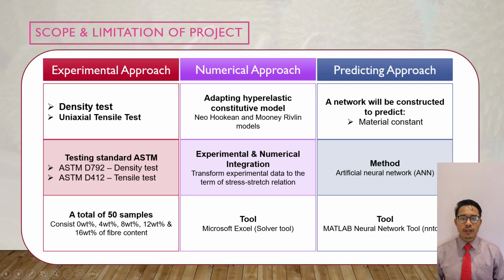The scope and limitation of the project is divided into 3 scopes. The first scope is the experimental approach, in which specimens of the durian husk silicone biocomposite will be tested on density test and uniaxial tensile test. The tests will follow the ASTM testing standards, and a total of 50 samples will be produced, which vary in fiber weight composition. Second is the numerical approach, in which the experimental results will be adapted into the hyperelastic constitutive models, which are the Neo-Hookean and Mooney-Rivlin models. The final approach is the predicting approach, in which a network will be constructed to predict the material constants. The method we will be using is the artificial neural network, ANN.